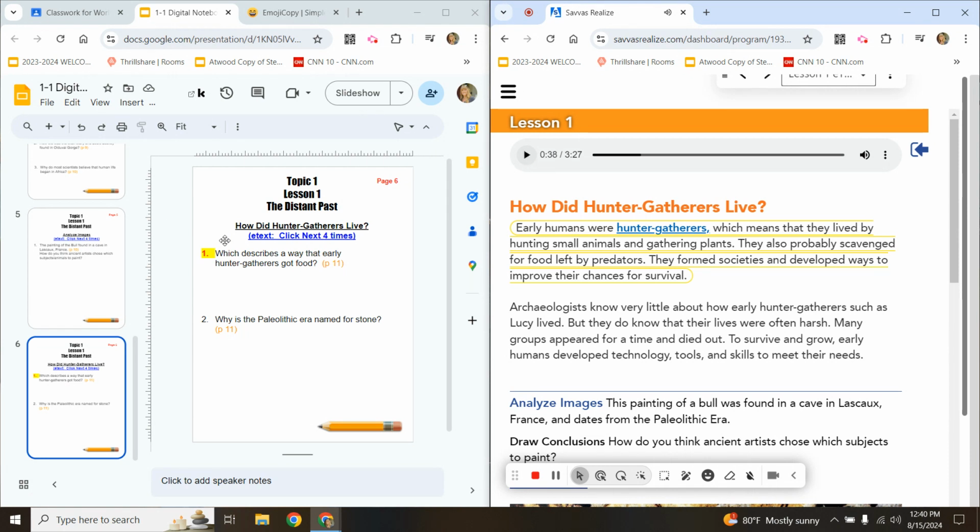All right, again, now there's many different things that hunter-gatherers did to get food, but on the mastery check, it's going to give you a list of different things, so make sure you have all from in here. So which describes a way that early hunter-gatherers got food? If you're in the textbook, this is on page 11, right under how did hunter-gatherers live. And if you're using the e-text, you already clicked Next 4 times. So go ahead and pause my video and get that answer.